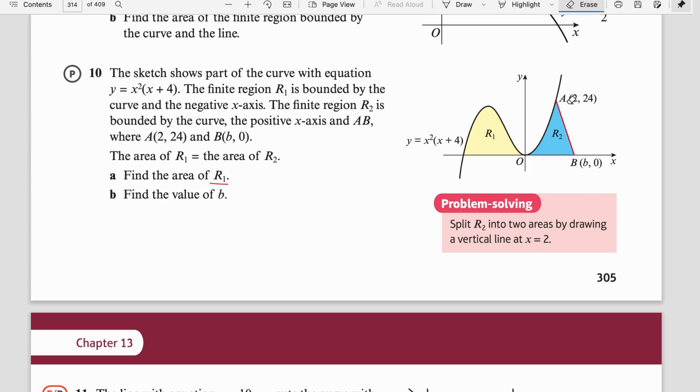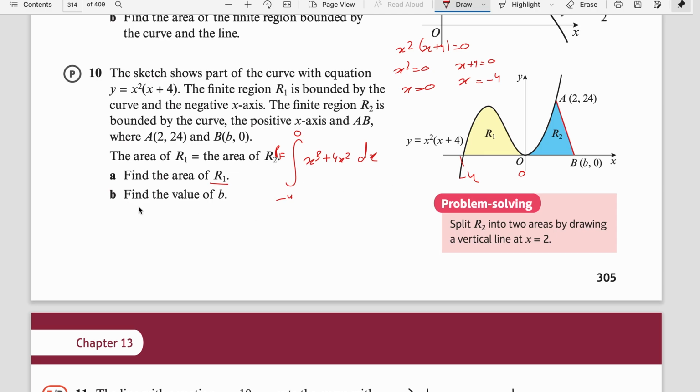So let's solve for values of x. This is y. Let me skip this part. x square into x plus 4 is equal to 0. So x square is equal to 0, and x plus 4 equals 0. So x is minus 4 and x is 0. So this is minus 4 and 0. So the area of R1 would be the integration of x cube plus 4x squared dx from minus 4 to 0. So this won't be an issue.